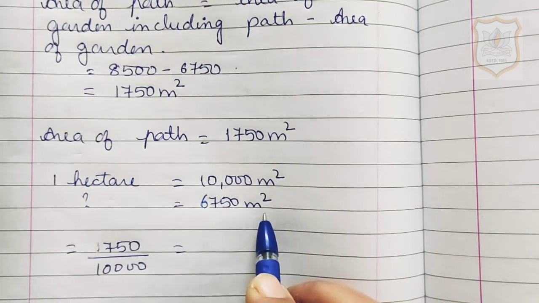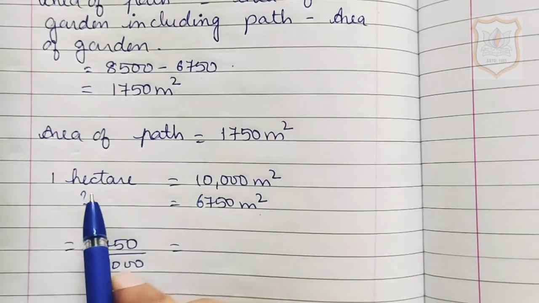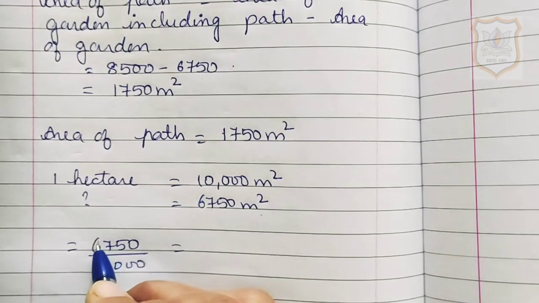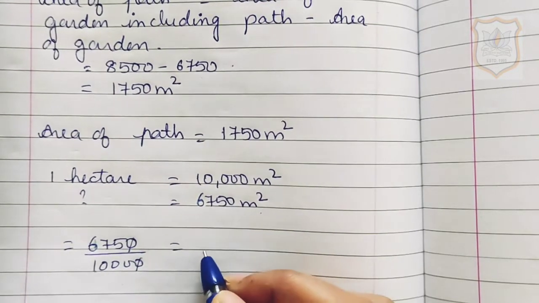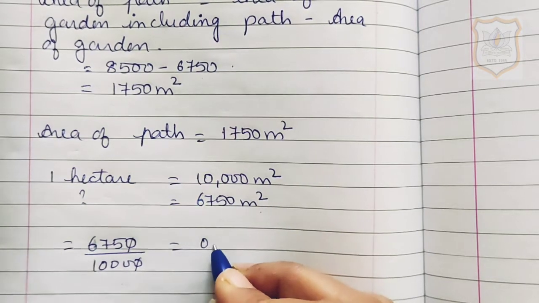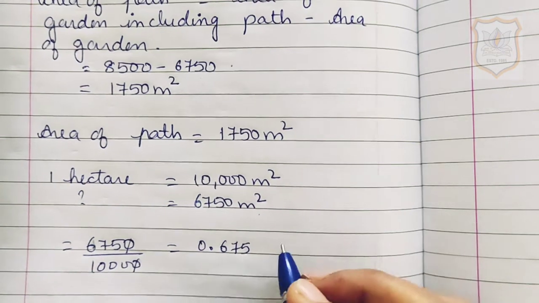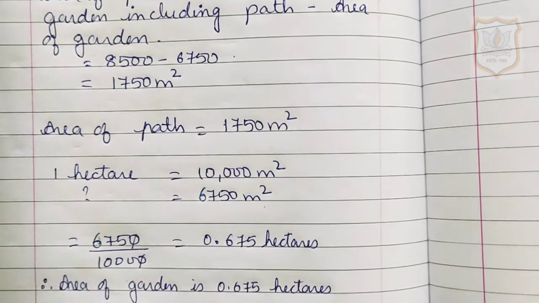6,750 meter square. By converting it, first we will multiply this 6,750 with 1 and we will divide it by 10,000. So here we will write 6,750 divided by 10,000, 0 we will cut. Now 675 divided by 1000 will be 0.675 hectares. Therefore, area of garden is 0.675 hectares.